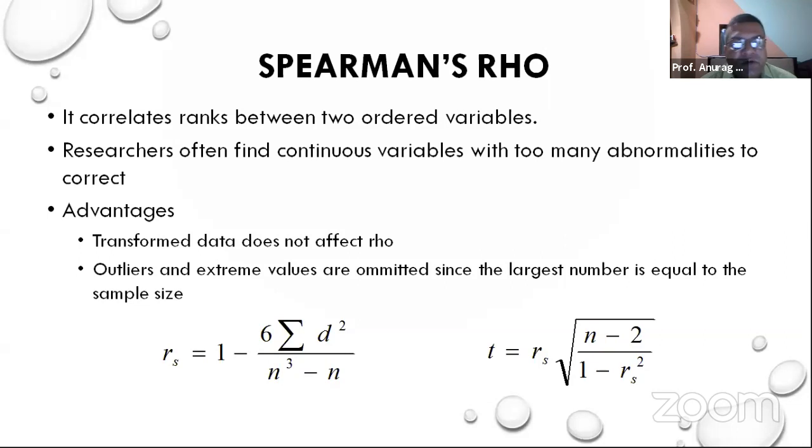The formula goes like this: 1 minus 6 sigma d square divided by n square minus 1 into n, or n cube minus n. If you take n common here, you'll get n square minus 1. And you can calculate student t, which is given as rs times the square root of n minus 2 over 1 minus r square.